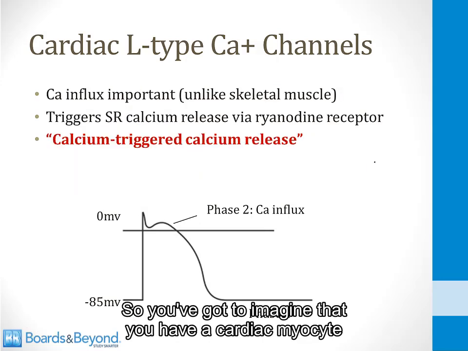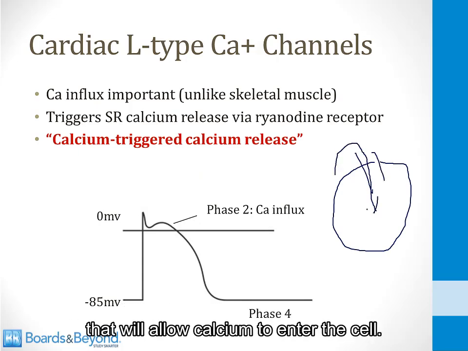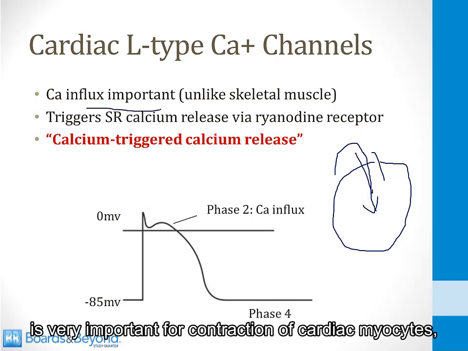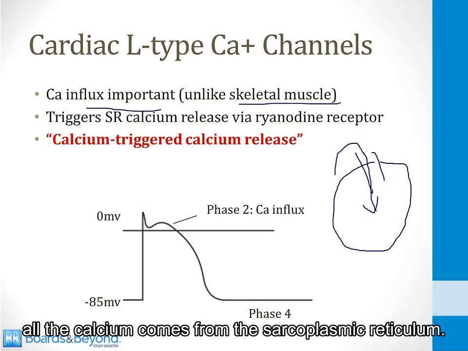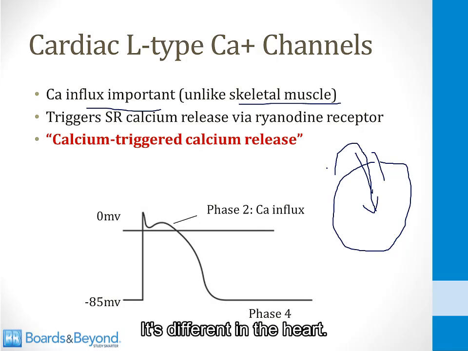So you've got to imagine that you have a cardiac myocyte and it's got an L-type calcium channel on its surface that will allow calcium to enter the cell. This influx of calcium through the L-type calcium channels is very important for contraction of cardiac myocytes, and this is a distinction from skeletal muscle. In skeletal muscle, all the calcium comes from the sarcoplasmic reticulum. Calcium influx through channels on the plasma membrane is not important. It's different in the heart.